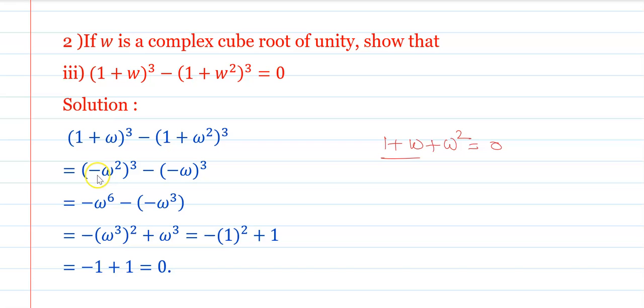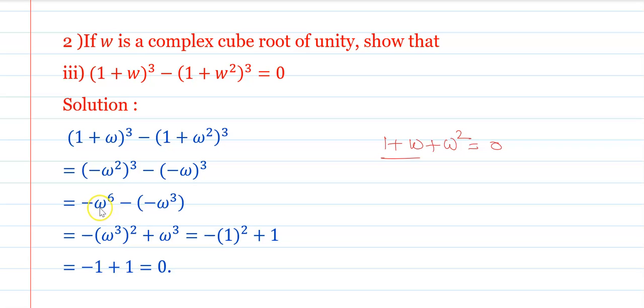Okay. (−ω²)³ means what? That is (−ω)⁶ minus, and again this is (−ω)³. Overall, you will get again here a minus sign. And (−ω)³ means what? Minus ω³. This minus and minus will become plus.